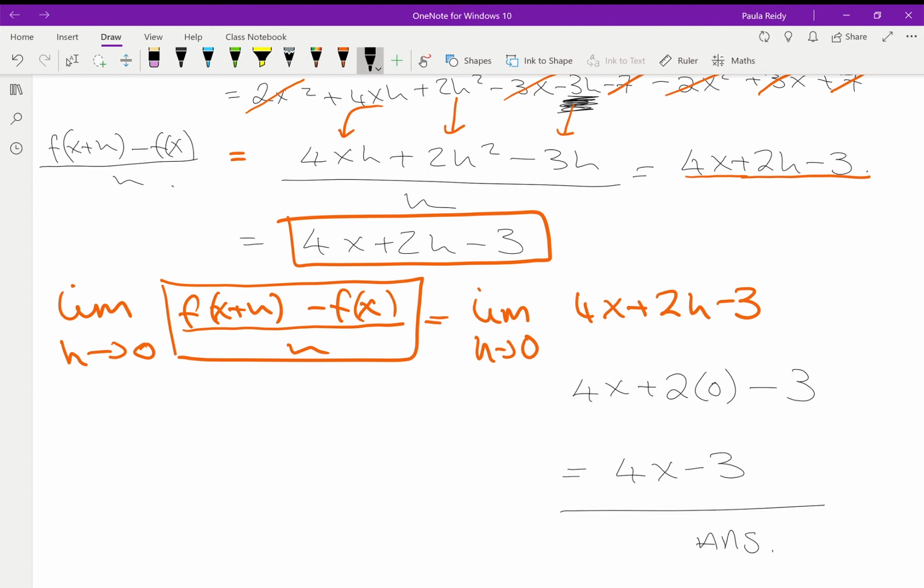Okay. I'd like to remind you again that if you're asked to differentiate from first principles, you must do this method. You cannot do the quick differentiation by rule methods, okay?